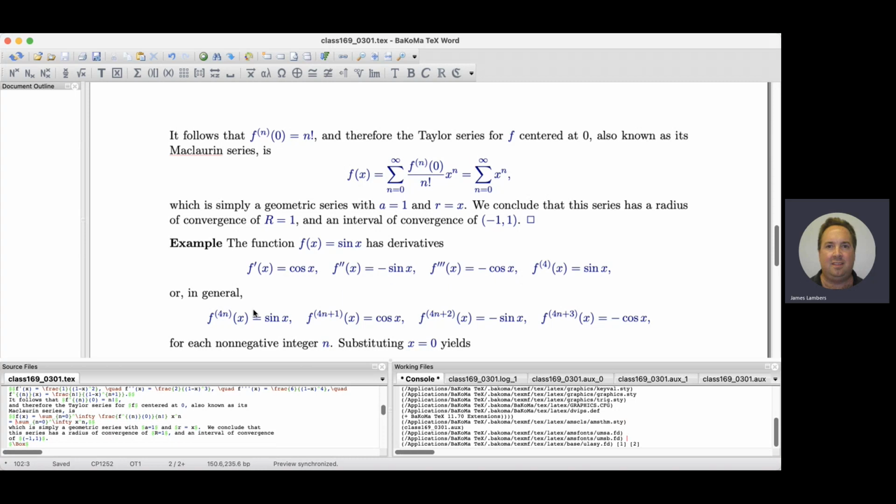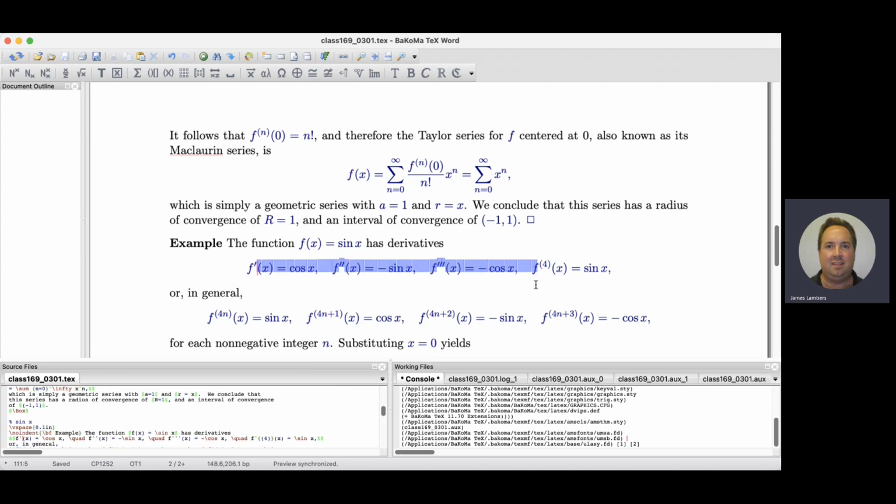So in general, you can say that the 4nth derivative of sine x is sine x, where n is any non-negative integer. The 4n plus 1 derivative is cosine. The derivative of order 4n plus 2 gives you minus sine. The derivative of order 4n plus 3 would be minus cosine. So I'm just extrapolating from what we have here.